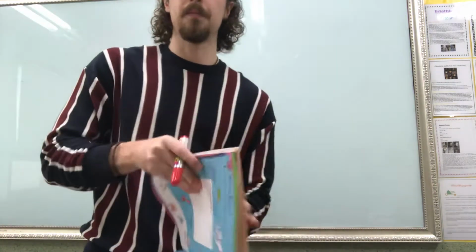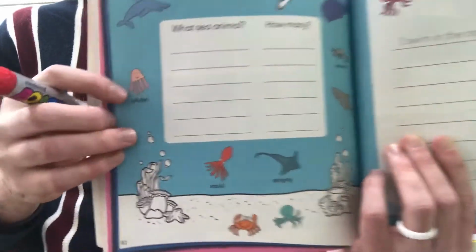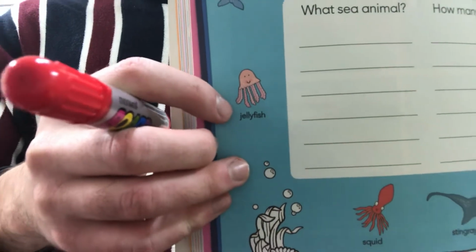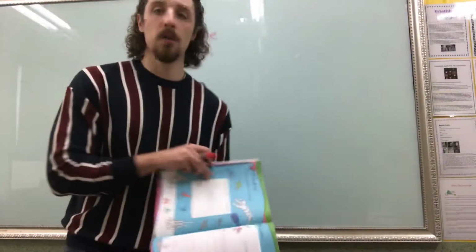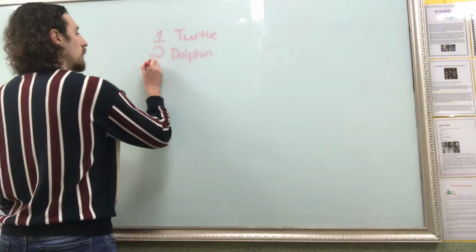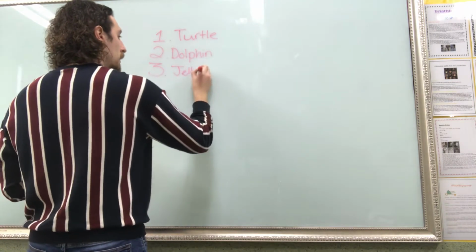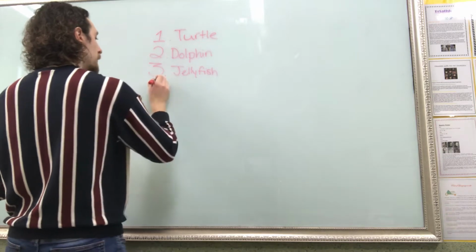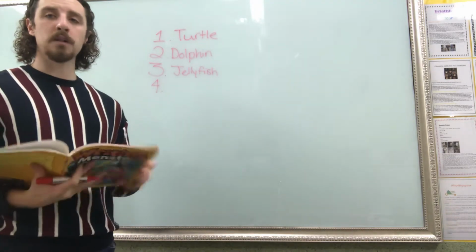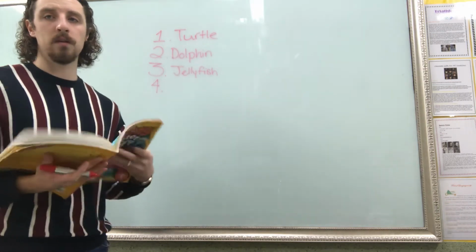Let's keep going. Again, let's look. Oh, what is that animal? That is a jellyfish. Okay? So, number 3 will be jellyfish. Okay? If we are going too fast, pause the video and make sure that you have all the words written correctly. Okay?